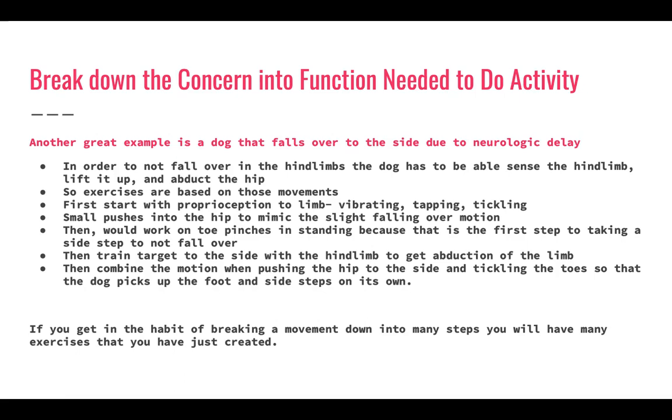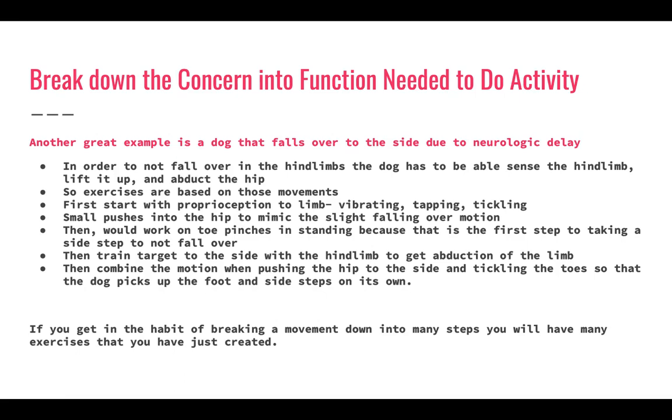So, in order to not fall over in the hind limbs when leaning to one side, the dog has to be able to sense the hind limb. They have to be able to lift up that leg, and they have to be able to abduct that hip and take a step to catch themselves so that they don't fall over. So you could break up the exercises into small movements. First is just proprioception, so vibrating, tapping, tickling the legs. You could also do small pushes into the hip just to mimic the slight falling over motion while scratching, tapping, and tickling those muscles, asking them to start firing.